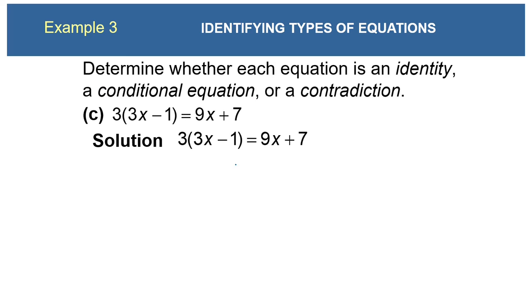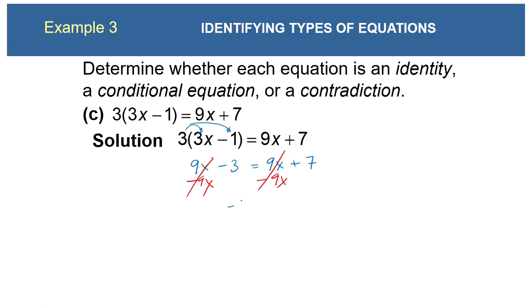Part C, we have 3 times the quantity 3x minus 1 equals 9x plus 7. As always, let's start by distributing throughout the parentheses. We're going to multiply 3 by 3x and 3 by negative 1. This gives us 9x minus 3 equals 9x plus 7. I'm going to subtract the 9x from both sides because I want to get the x on one side of the equation. We'll subtract 9x from both sides, and something suspicious happens. The 9x and the 9x on both sides cancel out.